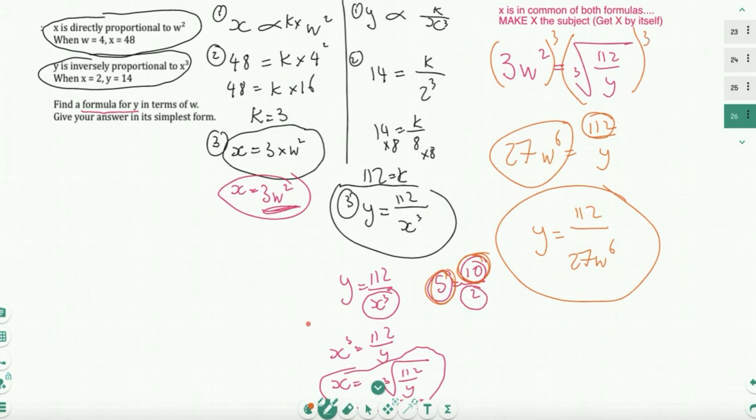All right, it's a tough one, guys. That's definitely an A or A star level question. And on the next page, I'll give you some questions to try.